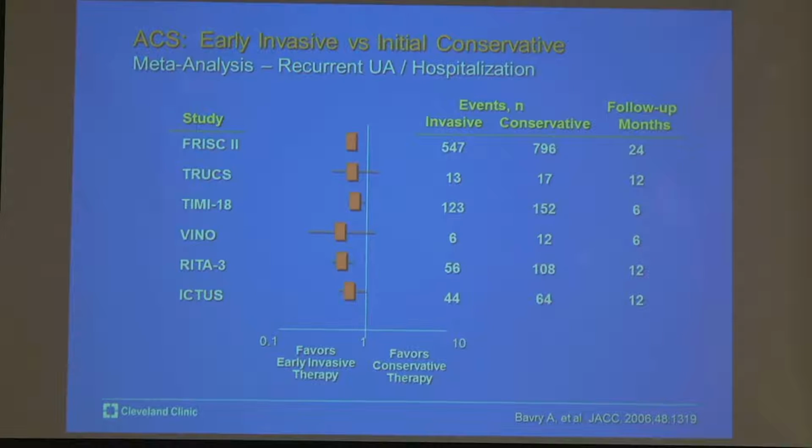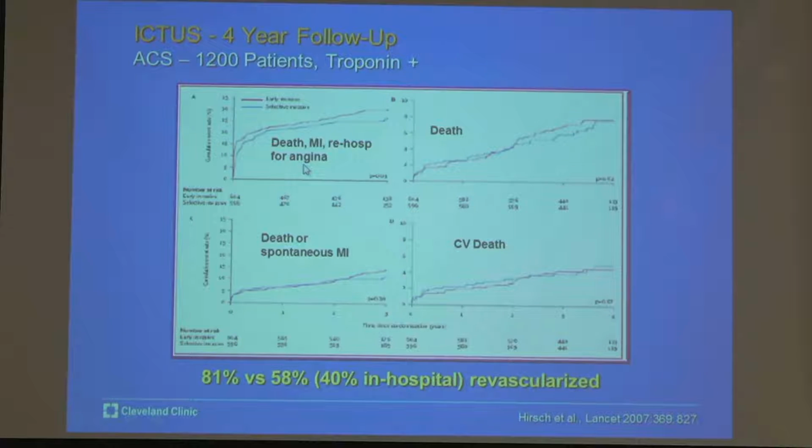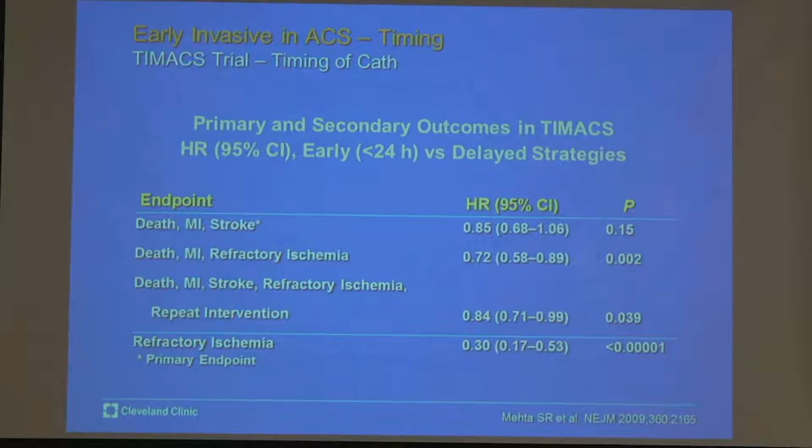If you do the meta-analysis to look at unstable angina or repeat rehospitalization, again, you see a benefit of early invasive strategy. Now, if you look at this ICTUS trial, this is one of the trials that followed 1,200 patients long-term, 4-year follow-up. The red is the early invasive, and the blue is the selective revascularization. Selective meaning that you're selecting patients that you think are not needing early revascularization. You can see all the outcomes, death, spontaneous MI, cardiovascular death, similar. So you can potentially select appropriate patients. 40% of the patients can potentially be managed without intervention in this group of patients.